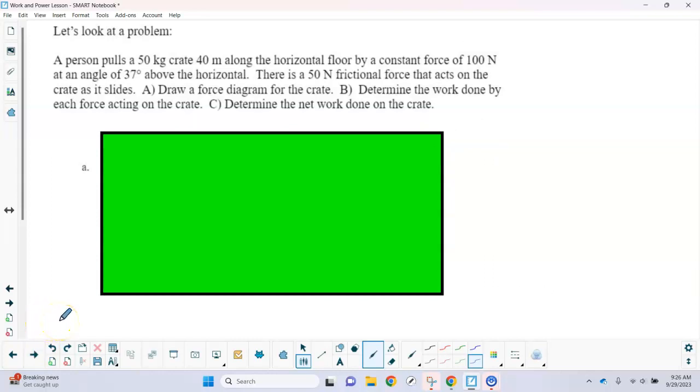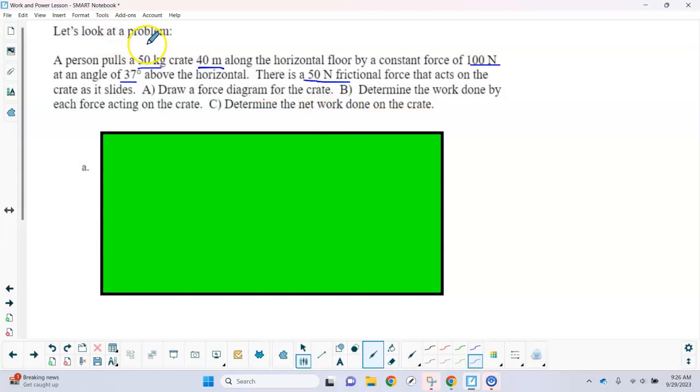It says a person pulls a 50 kilogram crate 40 meters along the floor at a constant force of 100 newtons at an angle of 37 degrees above the horizontal. There's a 50 newton friction force that acts on it as it slides. Draw a free body diagram for the crate, determine the work done by each force acting on the crate, and then determine the net work done on the crate. So net work would be from the net force, so we'll get to that in a second.